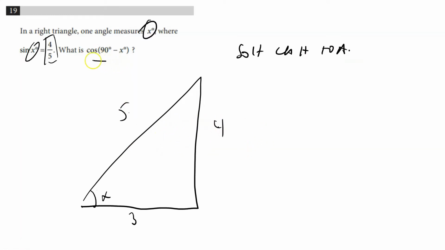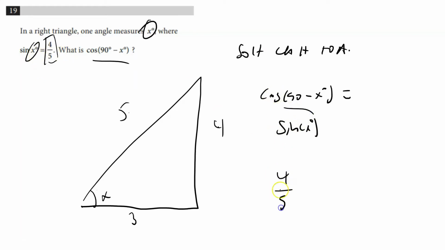And we want to know what the cosine of 90 minus x is. Well, we can apply a little trick here. This is a cofunction identity. And what it says is that cosine of 90 minus x degrees equals sine of x degrees. And we already know sine of x degrees is 4/5. So our answer is just 4/5.